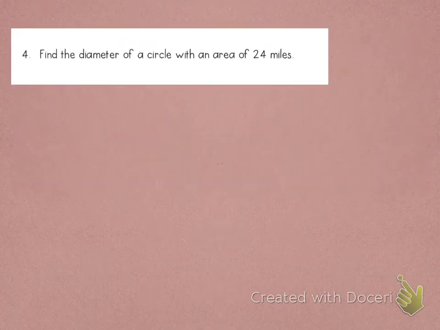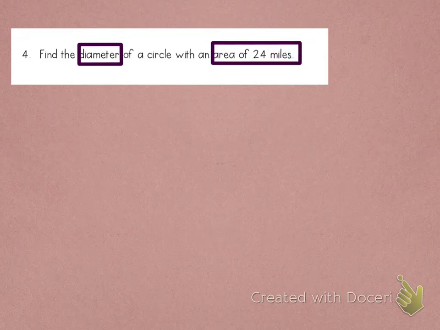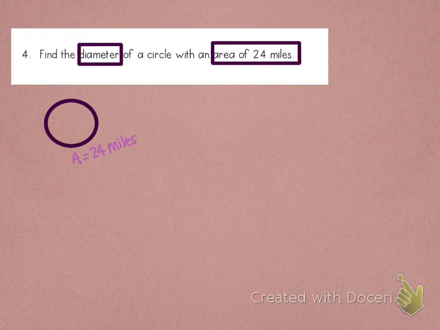We're going to jump to number 4. So number 4 is slightly different because it asks for diameter. It says find the diameter of a circle with an area of 24 miles. Okay, so if we have a circle here, and it tells us the area equals 24 miles, and it wants us to find the diameter, that's that line that goes all the way across.